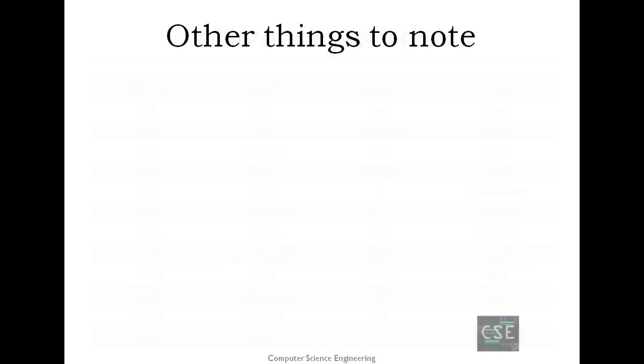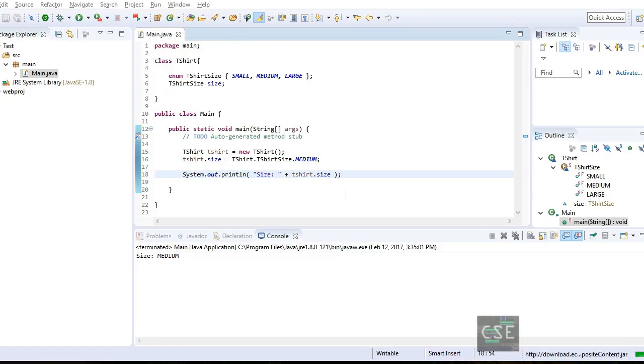Next one, comments in Java. Java supports single-line and multi-line comments, which is very similar to C and C++. All characters available inside any comment are ignored by a Java compiler. So let me show you how we do the comments.